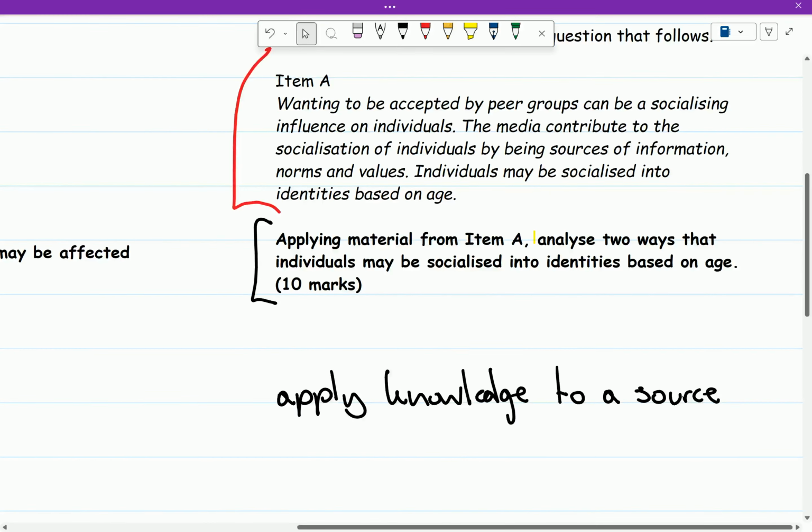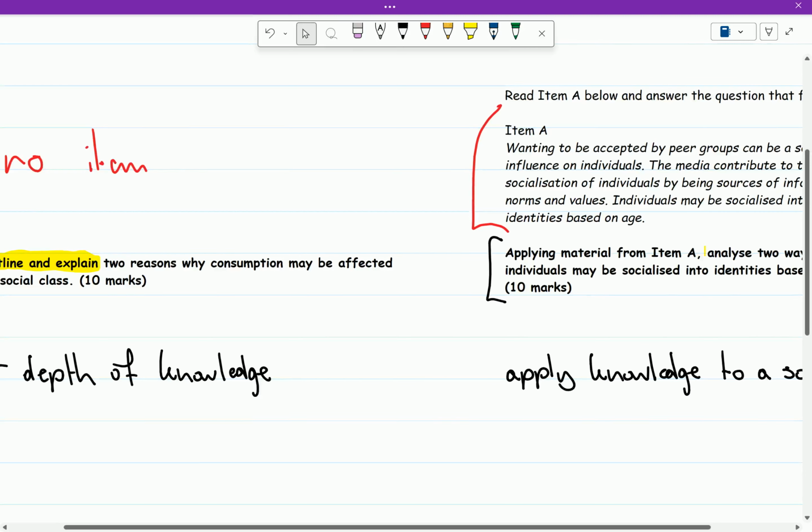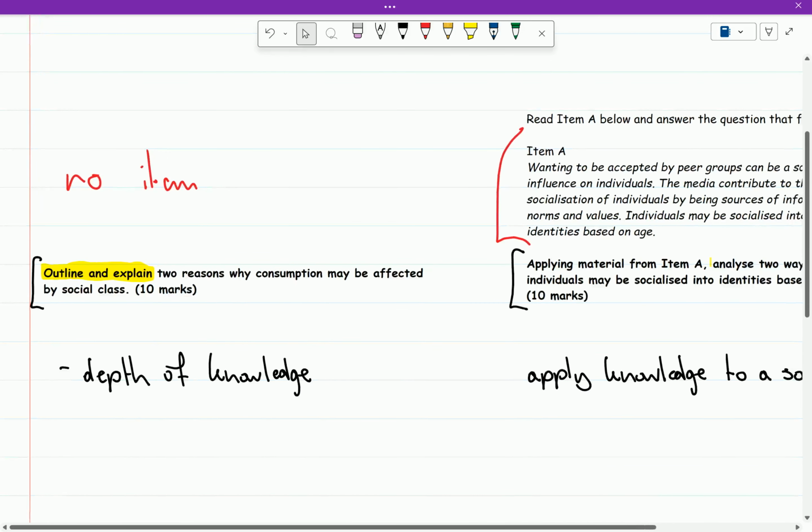Now, I don't want to go off track here, but the item is there to be used. It's not an optional thing for that particular question. Therefore, you need to be able to use the item and apply your knowledge, or show your knowledge and apply it to the source itself. So that's important for you to know in terms of the differences. These are the core differences.